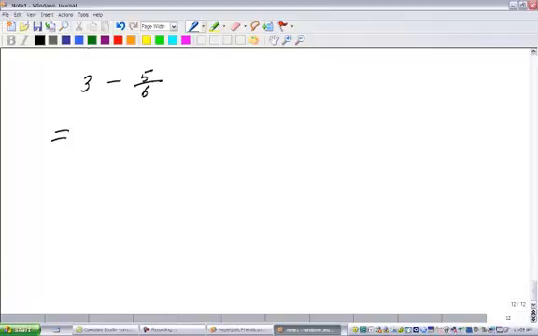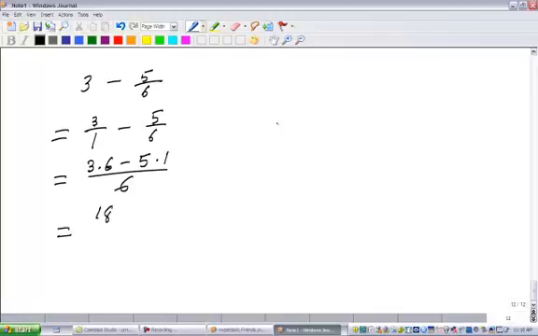The same thing as addition. This is just 3 divided by 1 minus 5 over 6, right? So what's the common denominator? Common denominator is 6. So I divide 6 by 1, I get 6. So this is 3 times 6 minus 5 times what? Well, divide 6 by 6, it's 1, so it's just 1. So this is 18 minus 5 over 6, which is 13 over 6, right? Any questions? Questions?